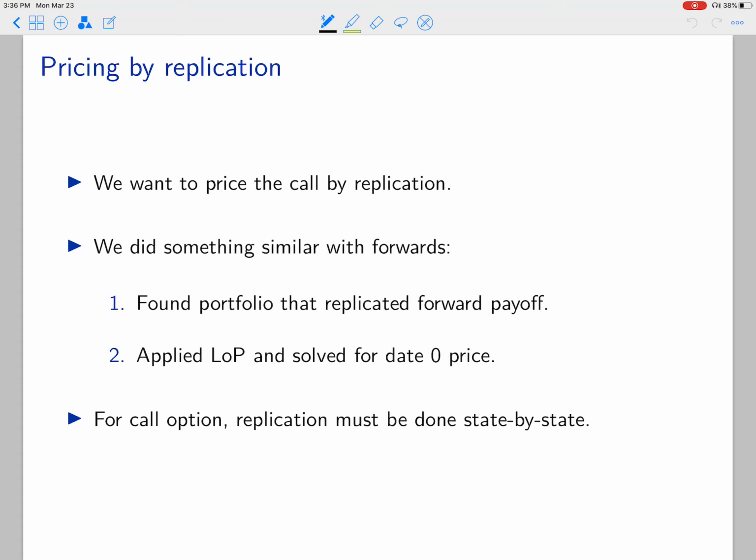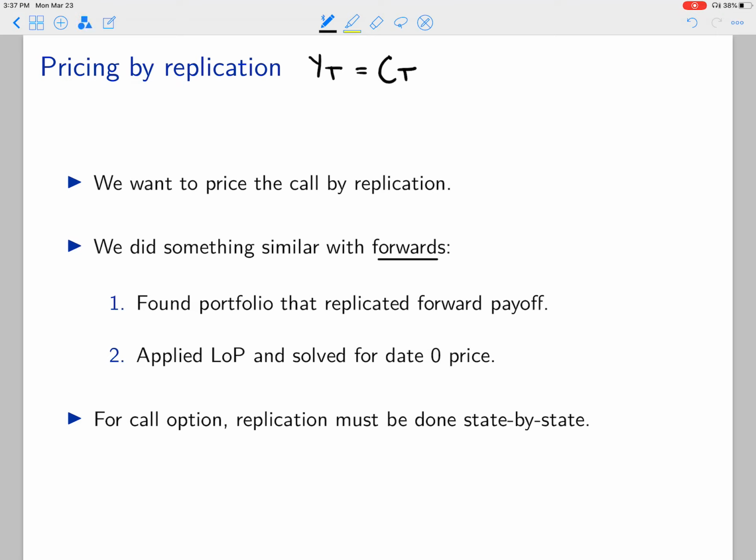Okay. Our goal is to solve for the call option price. To solve for the call option price, we're going to use a technique called pricing by replication. Now, we've used pricing by replication before in this class. It was when we derived the no arbitrage forward price. In general, pricing by replication is going to proceed in two steps. First, we're going to find a portfolio whose payoff at date T replicates the payoff of the derivative. Call this portfolio Y. We're going to find a portfolio Y sub T whose payoff matches the call option's payoff at date T.